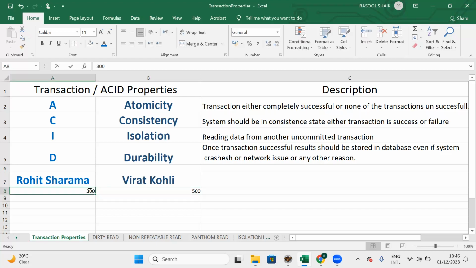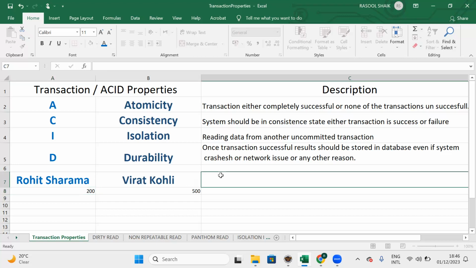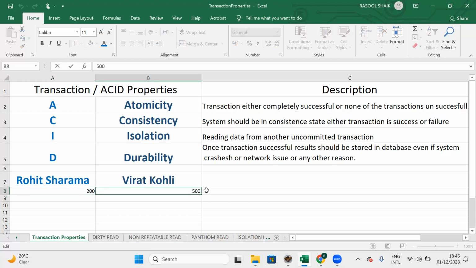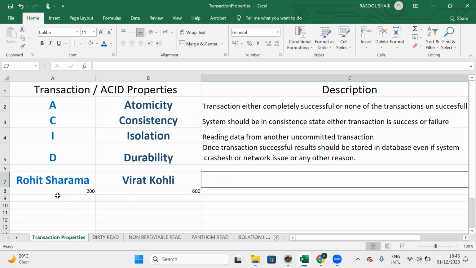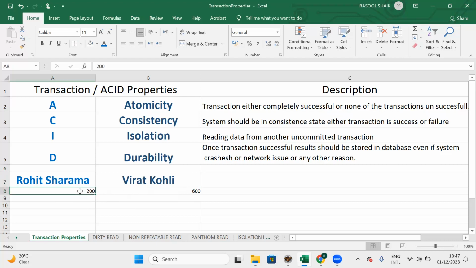Rohit Sharma is trying to transfer 100 rupees to Virat Kohli. So what will be the balance of Rohit Sharma? It will be 200. And what will be the balance of Virat Kohli? It will be 600. So once Rohit Sharma transfers 100 rupees to Virat Kohli, Rohit Sharma's bank account balance will be 200 and Virat Kohli's bank account will be 600.